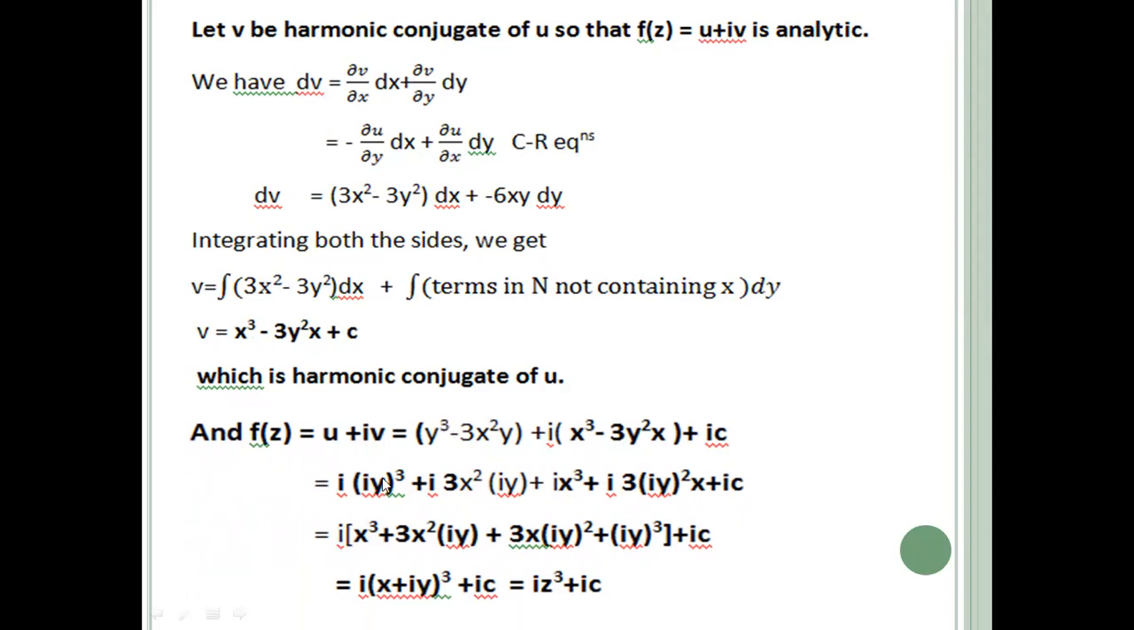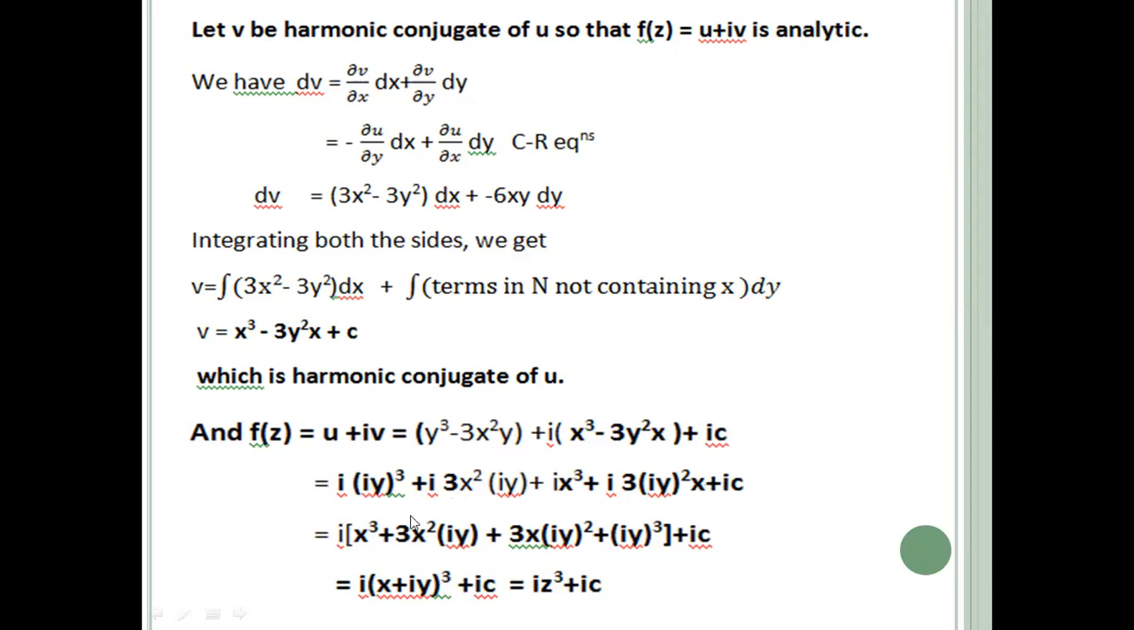Just I have adjusted: i raised to 4 into i cubed, so i into (iy) whole cubed. And this minus 1 can be written as (iy) whole squared, or i into (iy). And here it is ix cubed, minus of i cubed, I will write. Minus i is i cubed, and i into (iy) whole squared into this x, I keep as it is, plus i into c.